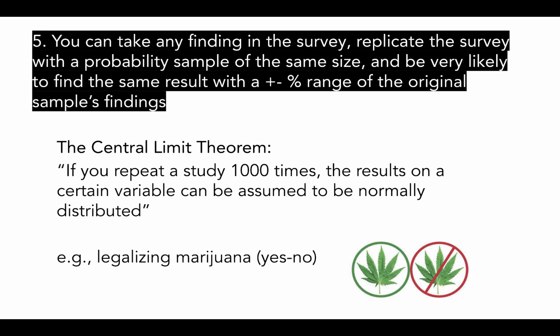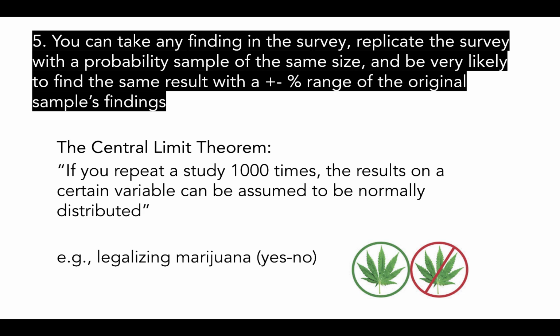So really, in essence, what the central limit theorem allows you to say is that if you repeat a study X amount of times, so let's say 1,000 times or 825 times or 5,769 times, you repeat a study a certain amount of times, then the results on a certain variable can be assumed to be normally distributed. If, of course, you do that with a similar sample. Of course, if you switch out your sample completely, if you take a very different sample in terms of demographics, then you will not have that same replicability of your results.